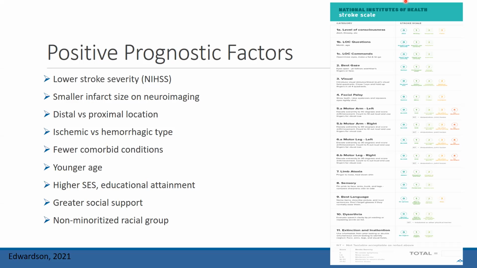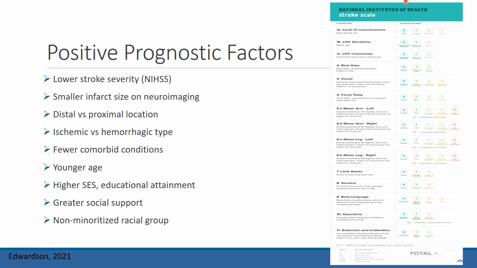Having fewer comorbid conditions is a good thing. So the patient that only has one cerebrovascular condition versus all the cerebrovascular conditions is likely to do better as they recover. Younger age, having a younger brain to heal, is a better thing. Higher SES, educational attainment, and greater social support are all positive prognostic factors.